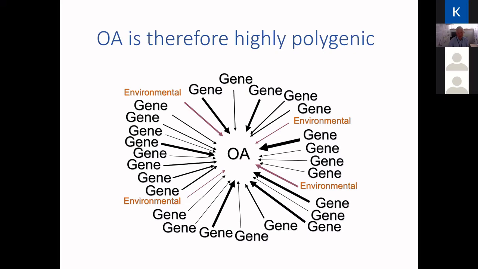So OA is therefore highly polygenic. So if you take an individual with osteoarthritis and you've excluded, for example, trauma and severe trauma as the cause, and you have somebody with the late onset primary form of the disease, from a genetics perspective, their disease has come about because they've inherited a large number of risk alleles for the disease. So it's a very polygenic condition.